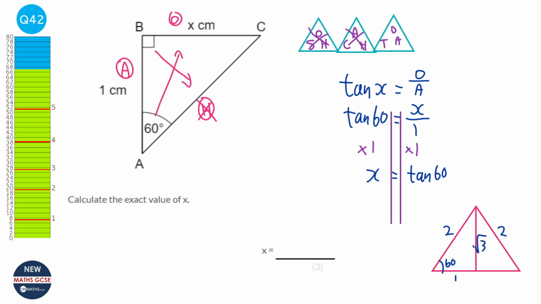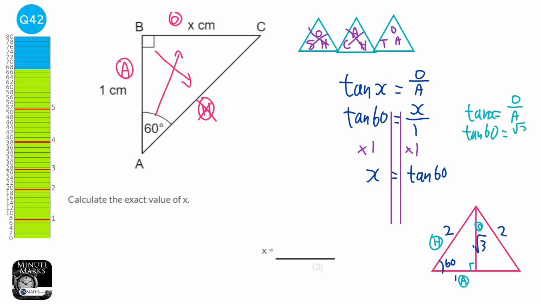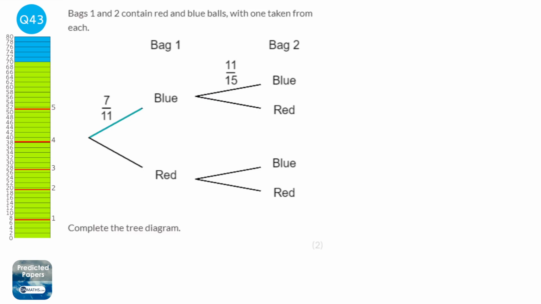So looking at labelling the sides here, we've got the hypotenuse here, we've got the adjacent here, and then the root 3 will be the opposite. And so we're looking for tan 60. So tan, as we know, is the opposite over adjacent. And so tan 60 is going to be the opposite, which is root 3, over the adjacent, which is 1 in our diagram there. So tan 60 is the same as root 3 over 1, or just root 3.